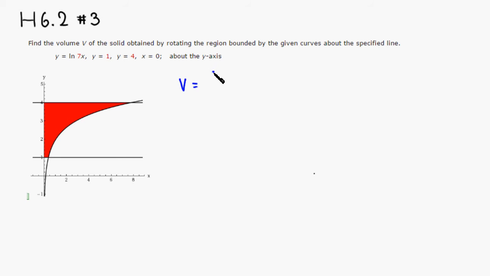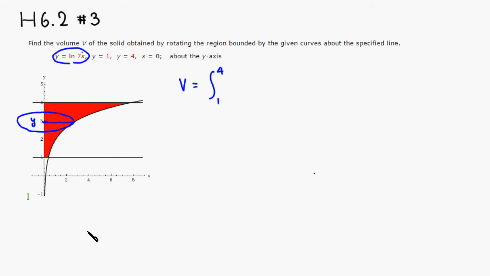So we have an integral, and it goes from 1 to 4, for each y. A cross section is going to be a circle, which looks like this. It's a circular disc, and the radius is determined by this curve right here.